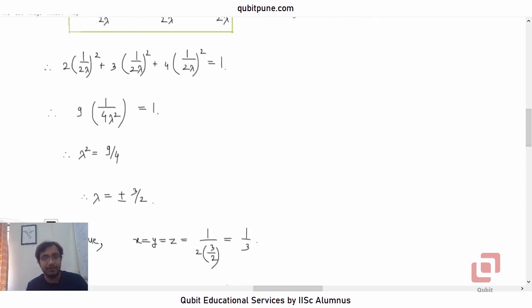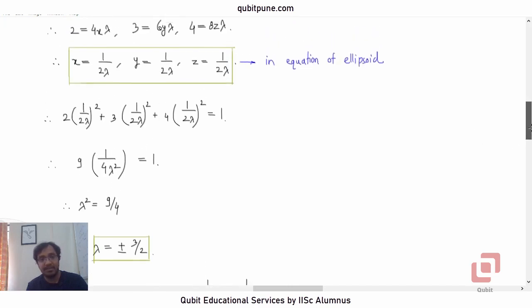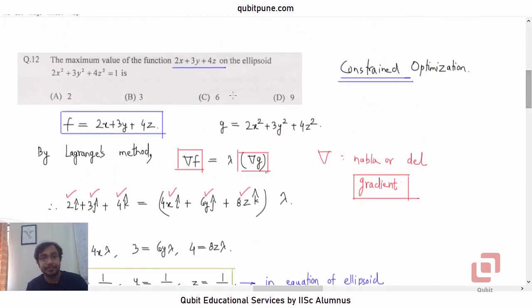Now which one of them will we choose? We want to find the maximum value, right? Of which function? We want to find the maximum value of the function 2x plus 3y plus 4z. So we would like all of them to be positive and not negative because of the maximum value, right?